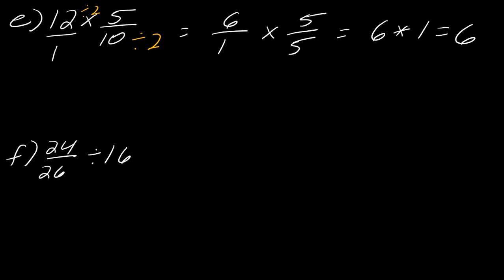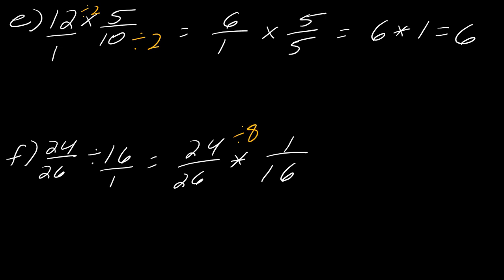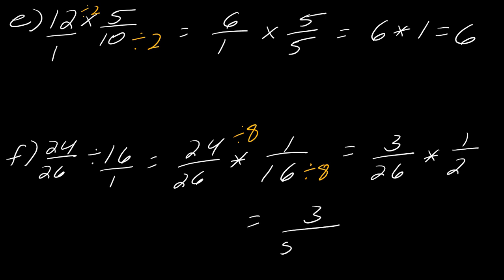So next up I have 24 over 26 divided by 16. So remember that 16 is over a 1. So I will first rewrite this as 24 over 26 times 1 over 16. And then I notice that 24 and 16 are both divisible by 8. So 24 divided by 8 is 3. We leave the 26 alone. And then this is going to become 1 over 2. So if I multiply these together, I get 3 over 52.